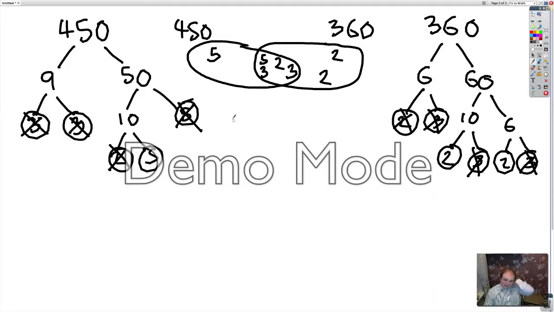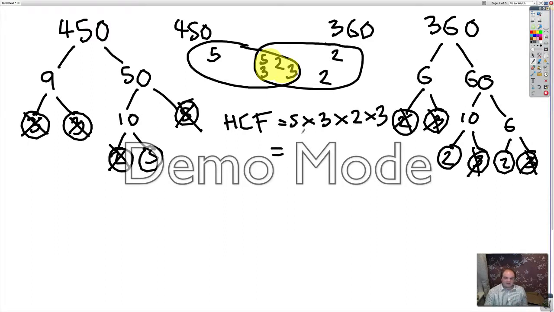Okay, right, so we said highest common factor was all the numbers in here times together. So that's looking like 5 times 3 times 2 times 3. 5 3's are 15, 15 2's are 30, 30 3's are 90. So highest common factor of these two numbers is 90.